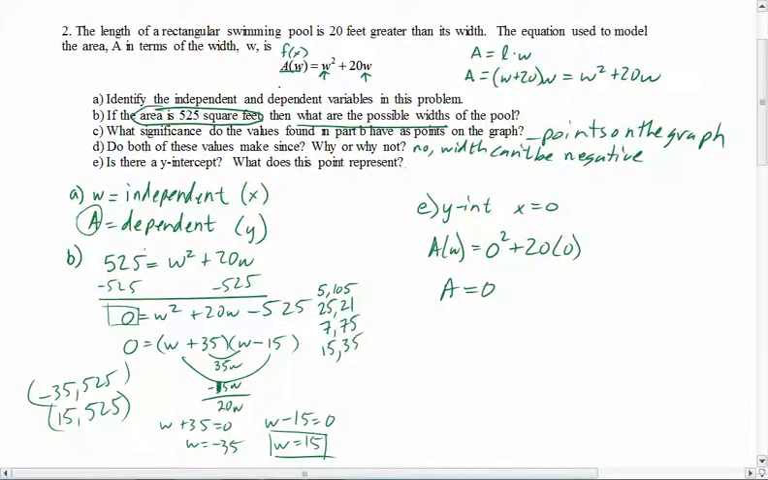So what does this point represent? No width equals no area. So there you go. I hope that makes sense.